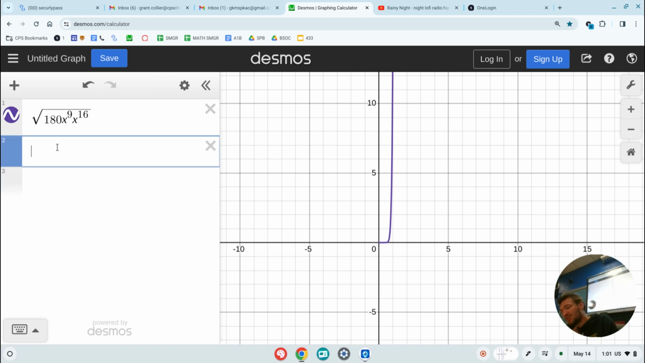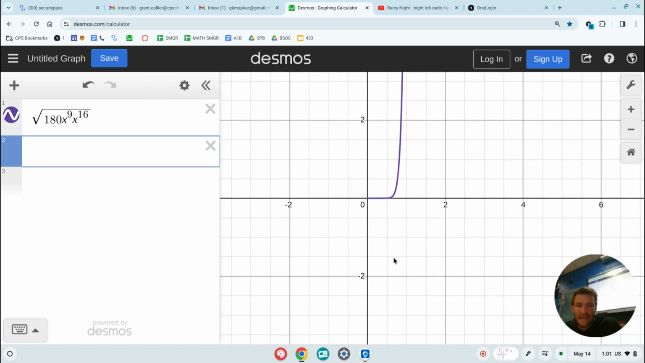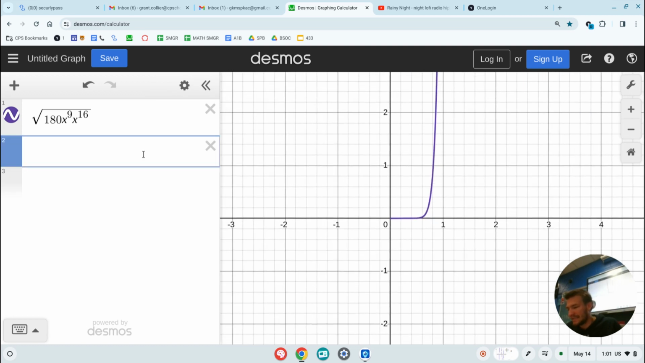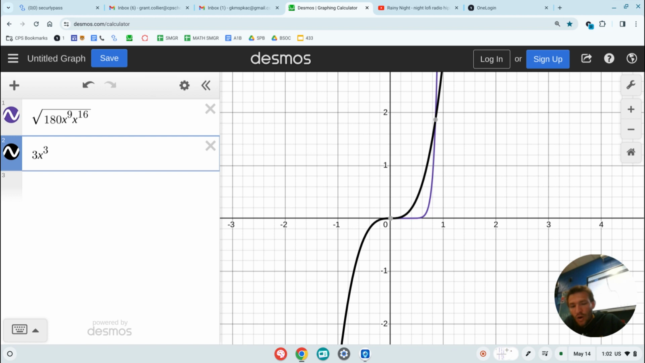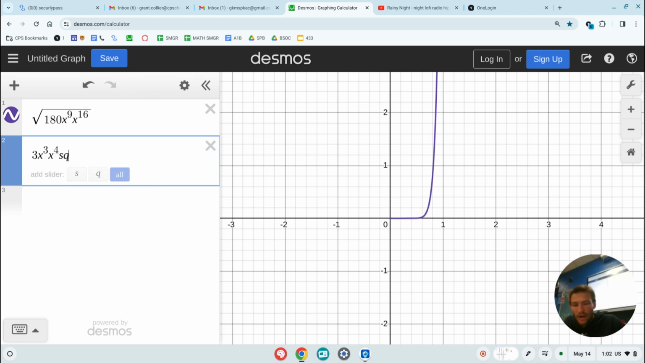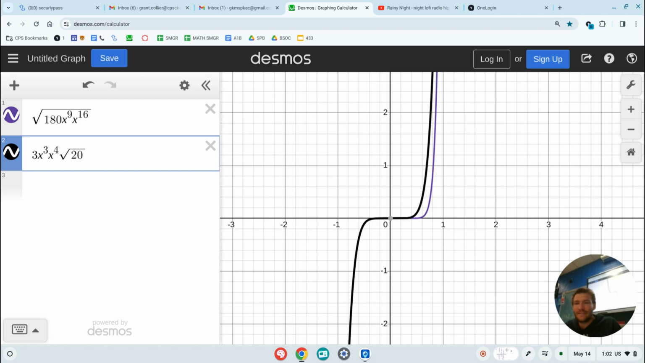And so let's try A, B, C, D, and let's see which graph gives us the same exact one. So we can try letter A, 3x cubed, y power 4. Remember, we can't use y, so I'm going to backspace and put an x there. Square root of 20. Now does this graph look exactly the same? No, I don't think it looks exactly the same. This graph has two pieces on it. It's got this tail down here. We don't need that. I think A is wrong.